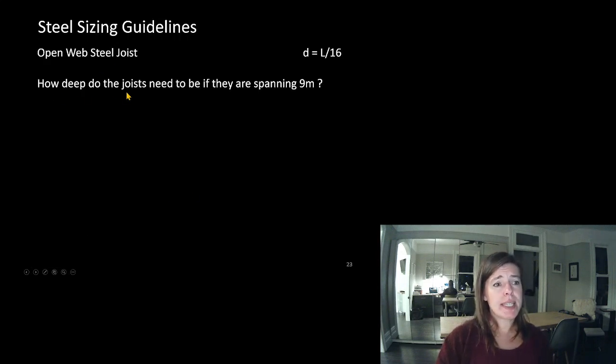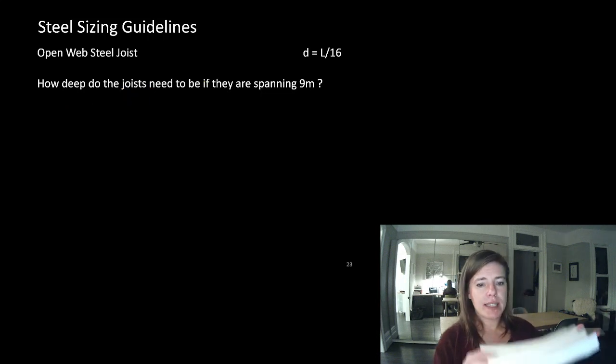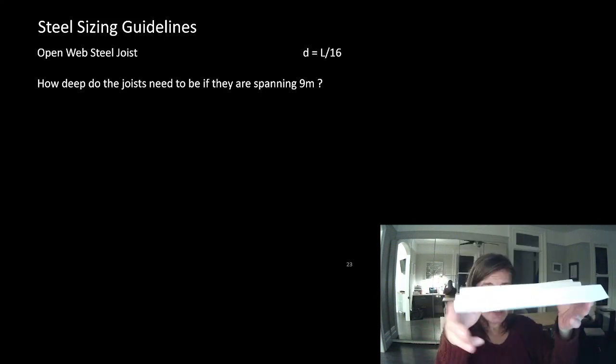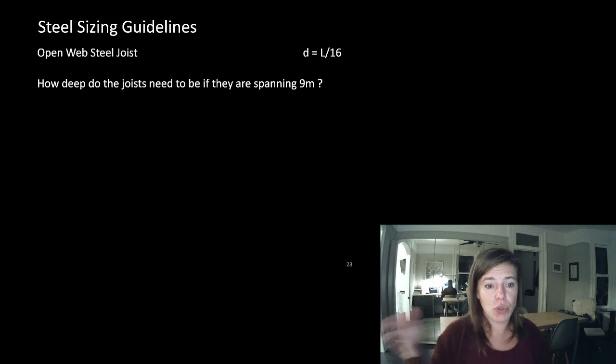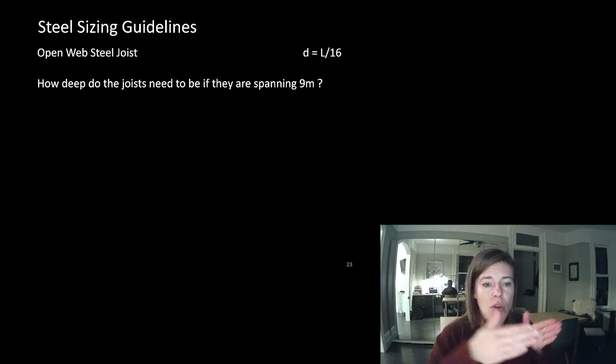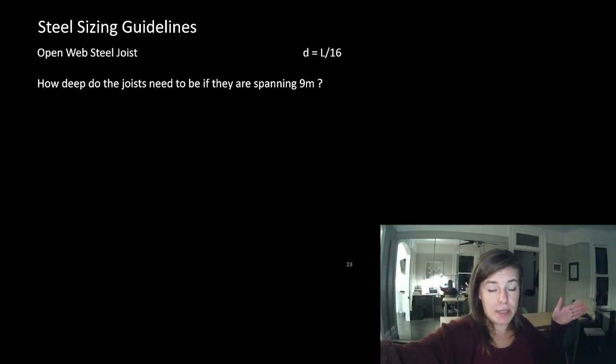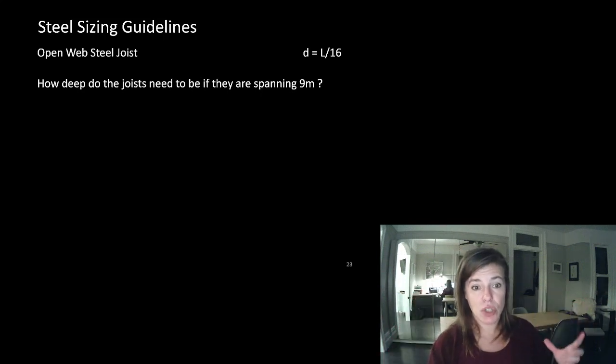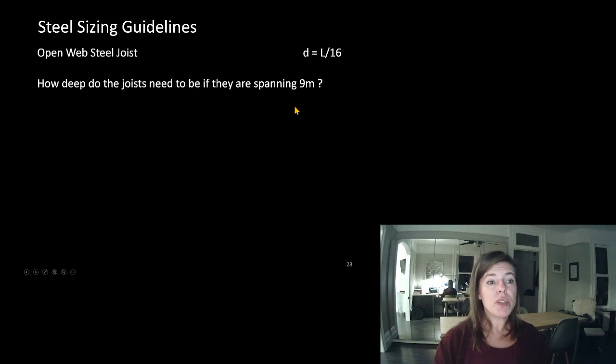How deep do joists need to be if they're spanning 9 meters? So as much as this was our deck, we know our deck is spanning 2 meters. So I have these things that are picking it up that are every 2 meters apart. But now I need to know how far those things can span, or how long those can be, or how deep they need to be to do all this work. We've been told these joists are 9 meters long. How deep do they need to be in a normal assembly, which means they're probably supporting metal deck or concrete on metal deck?